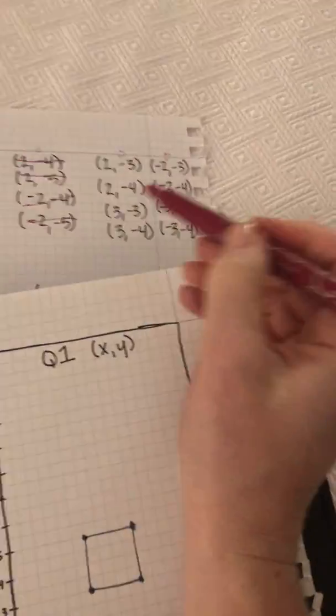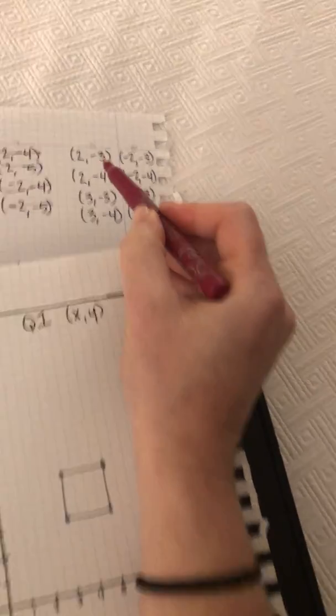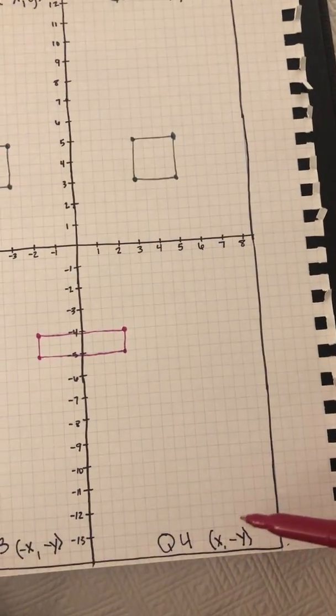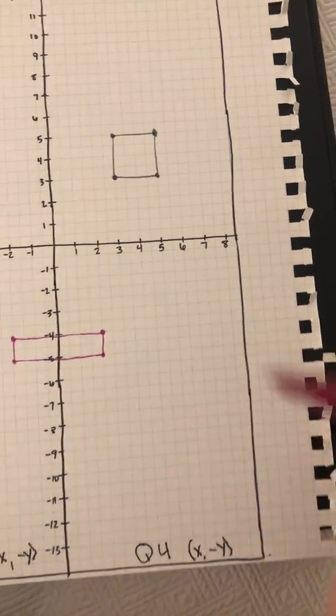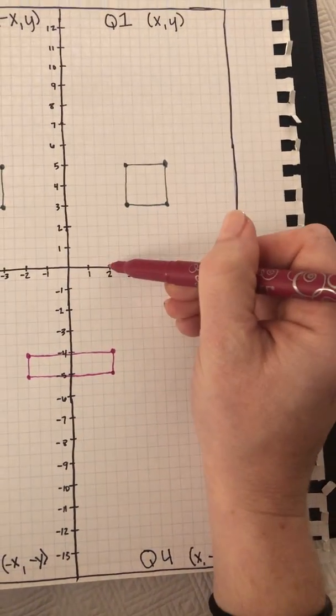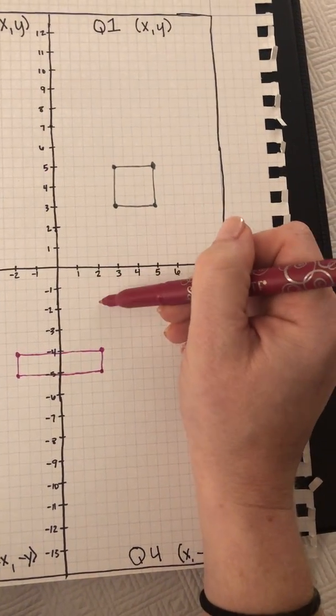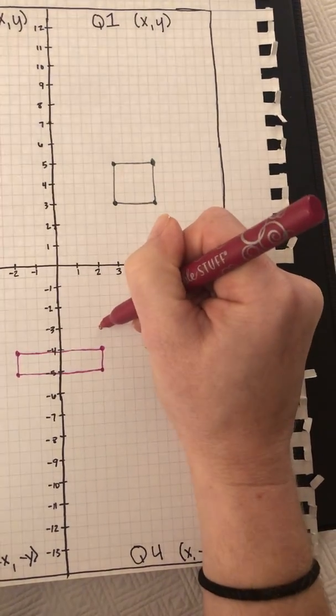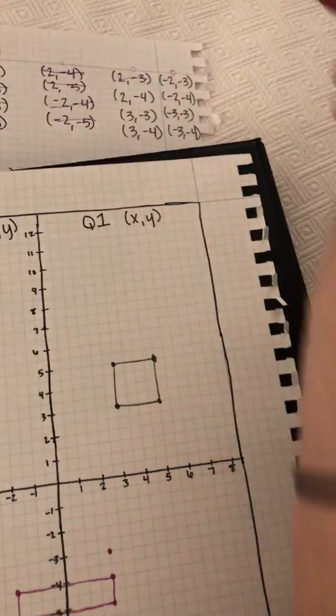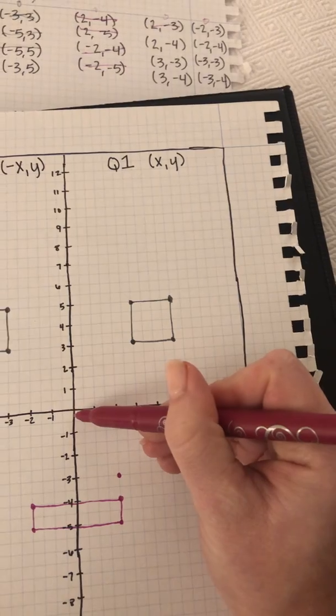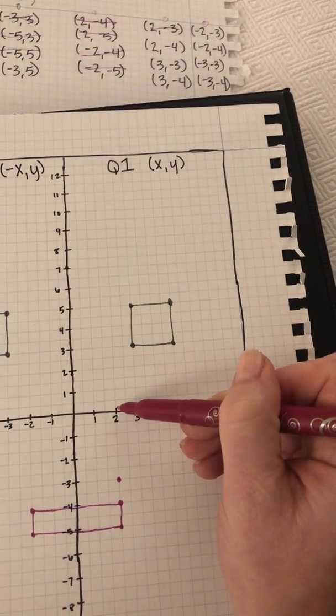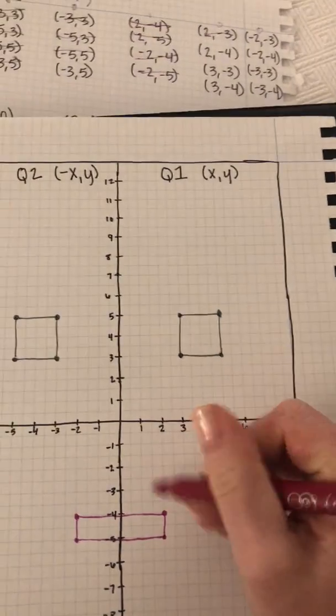Okay, my next set, I have 2, negative 3, which is going to be a positive x and negative y, so it's in quadrant 4. Right, 1, 2, down, 1, 2, 3. Okay, 2, negative 4, just start at the origin. Go right 2, down 4. That point is already there.